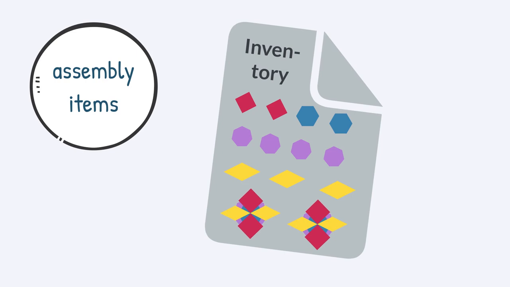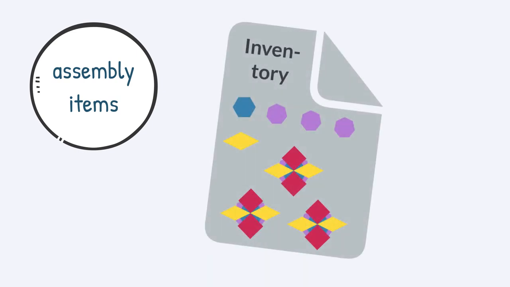This ensures that you always know exactly how many fully assembled items are available for you to sell, as well as how many unassembled items you have the materials for. Then, as you assemble more of these items, NetSuite will increase the number of assembled items and decrease the amounts of the individual components in your inventory.